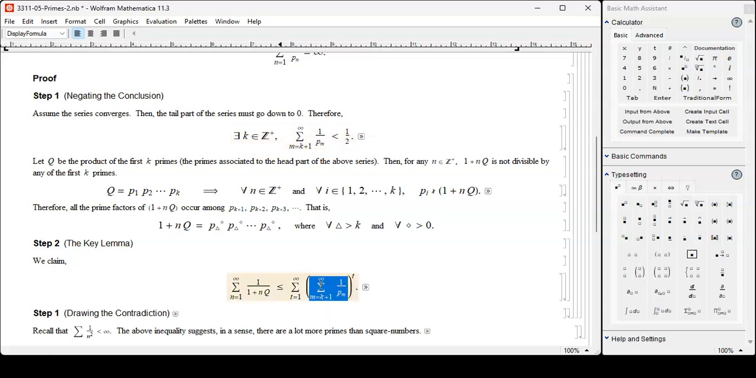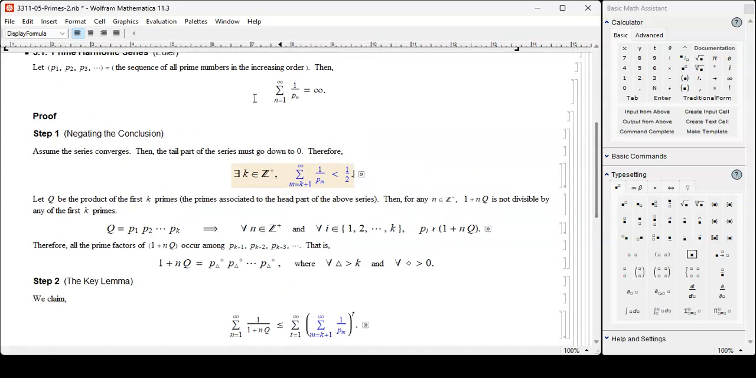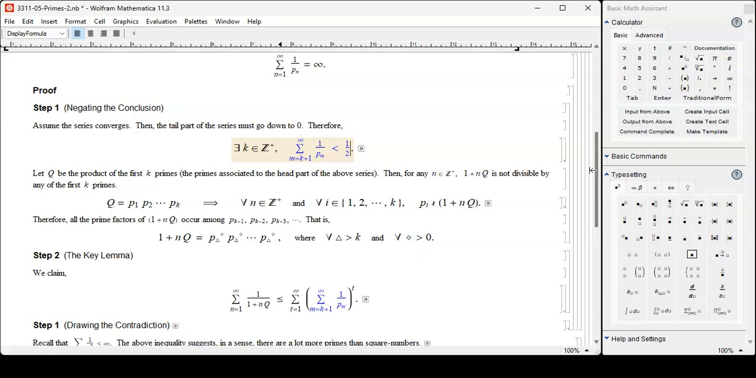Look at this, which I just highlighted in blue. And then this one. That was the starting point, you see. Assume the series converged, then the tail part must go to 0. So after some k, that summation, the tail part, is less than 1/2. That was the starting point.